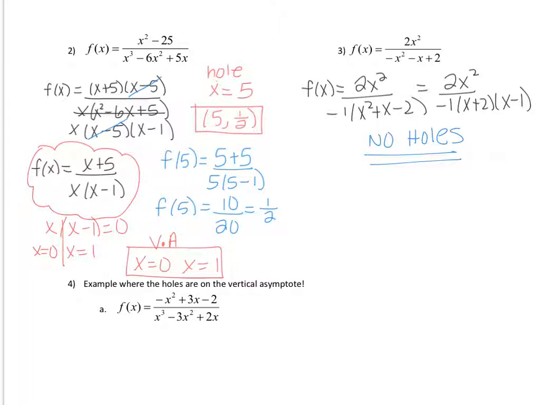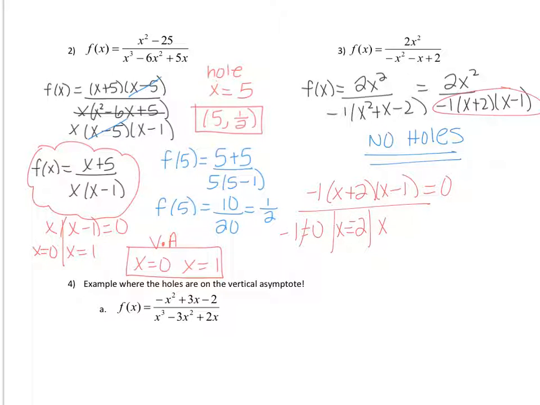You basically are going to set the denominator equal to 0. So we've got negative 1, x plus 2, x minus 1 equals 0. Negative 1 equals 0, that makes no sense. So we have a negative 2 and a positive 1. So these are my vertical asymptotes. This is a good example: vertical asymptotes with no holes. The only time you're going to get a hole is if there's a common factor.